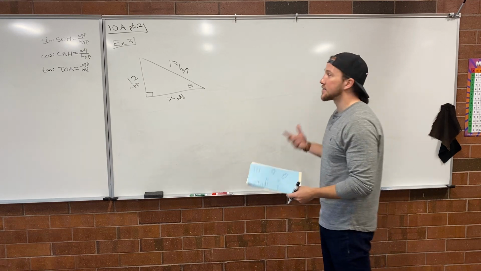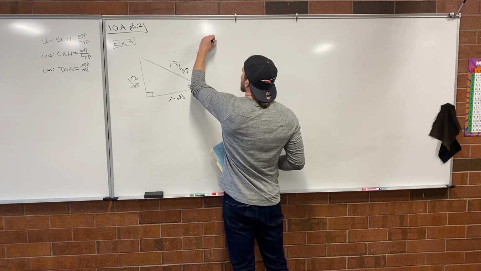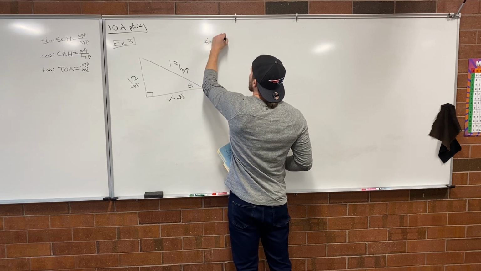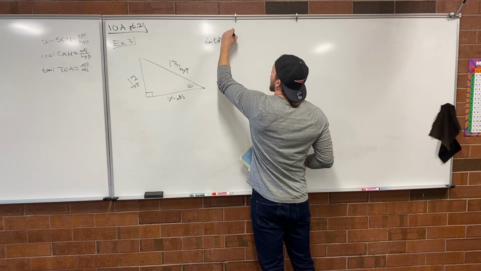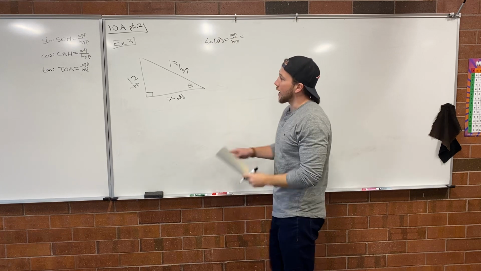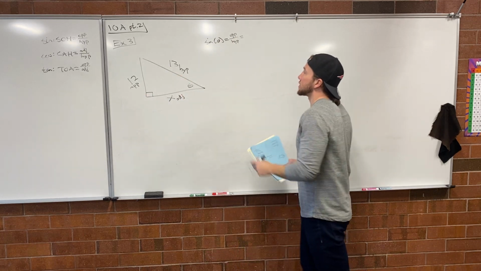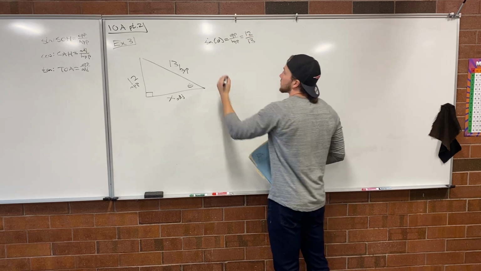We're just going to define sine, cosine, and tangent as ratios. So sine of theta, that's opposite divided by hypotenuse. OPP over hypotenuse. Okay, OPP is 12, hypotenuse is 13, so this is 12 over 13.